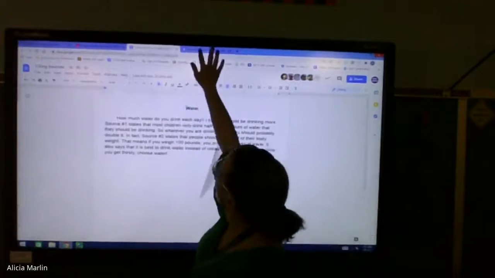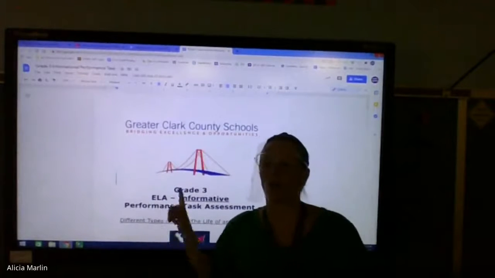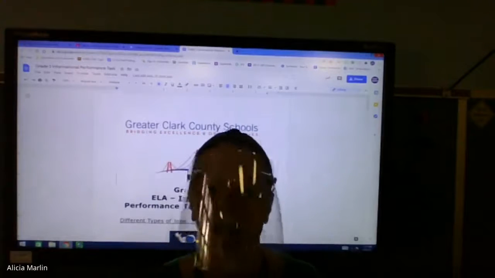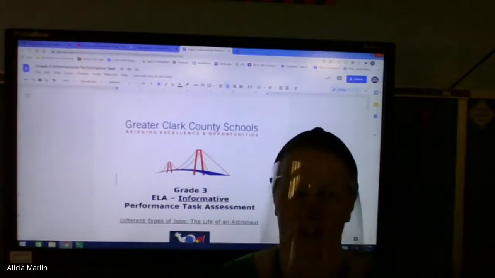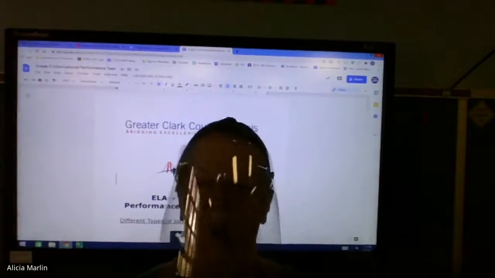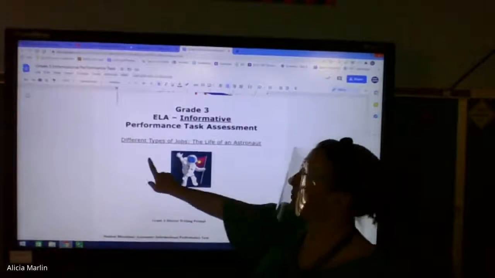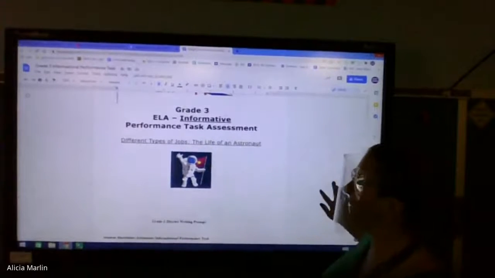First, we're going to look at this one. And you've got all week to get this finished. This is a long assignment and you've got all week to finish it, so you don't have to rush or stress out about getting it done. It's a long assignment. So we're going to read about different types of jobs, the life of an astronaut.